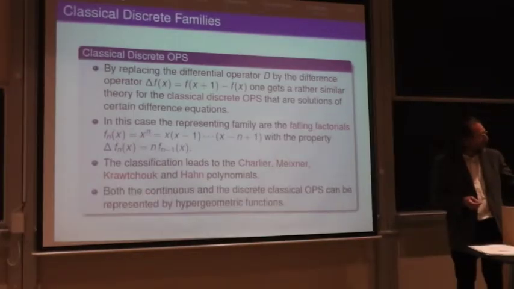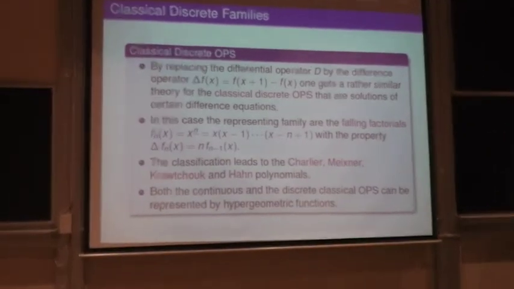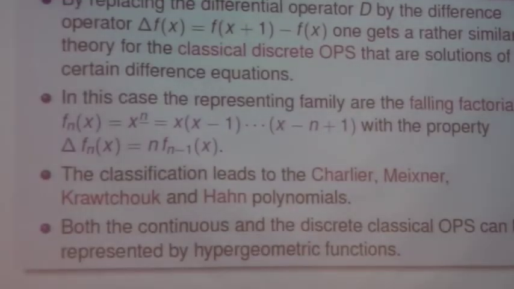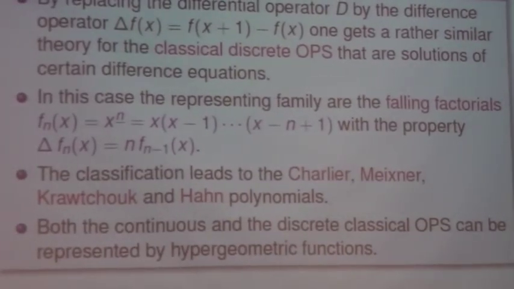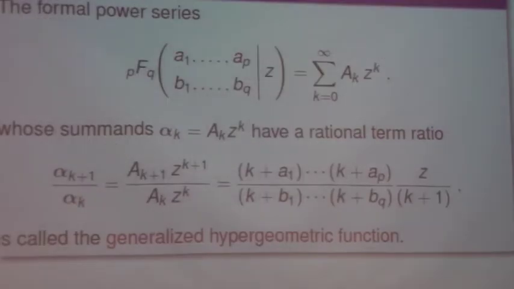We have these polynomials. And now we come to another fact, namely all these, the continuous and discrete classical families, can be written as hypergeometric series or functions. And if you don't know that, we have to introduce that shortly. So what is a hypergeometric function? So this is the general definition of a hypergeometric function.